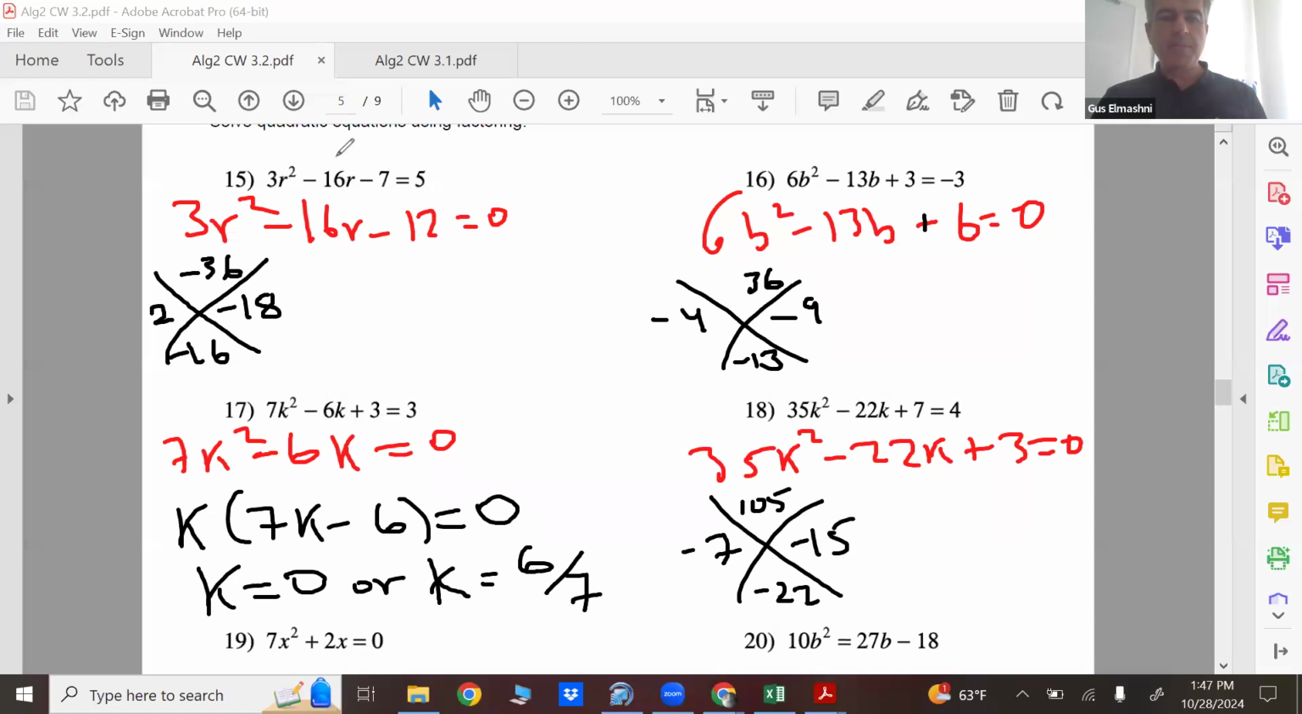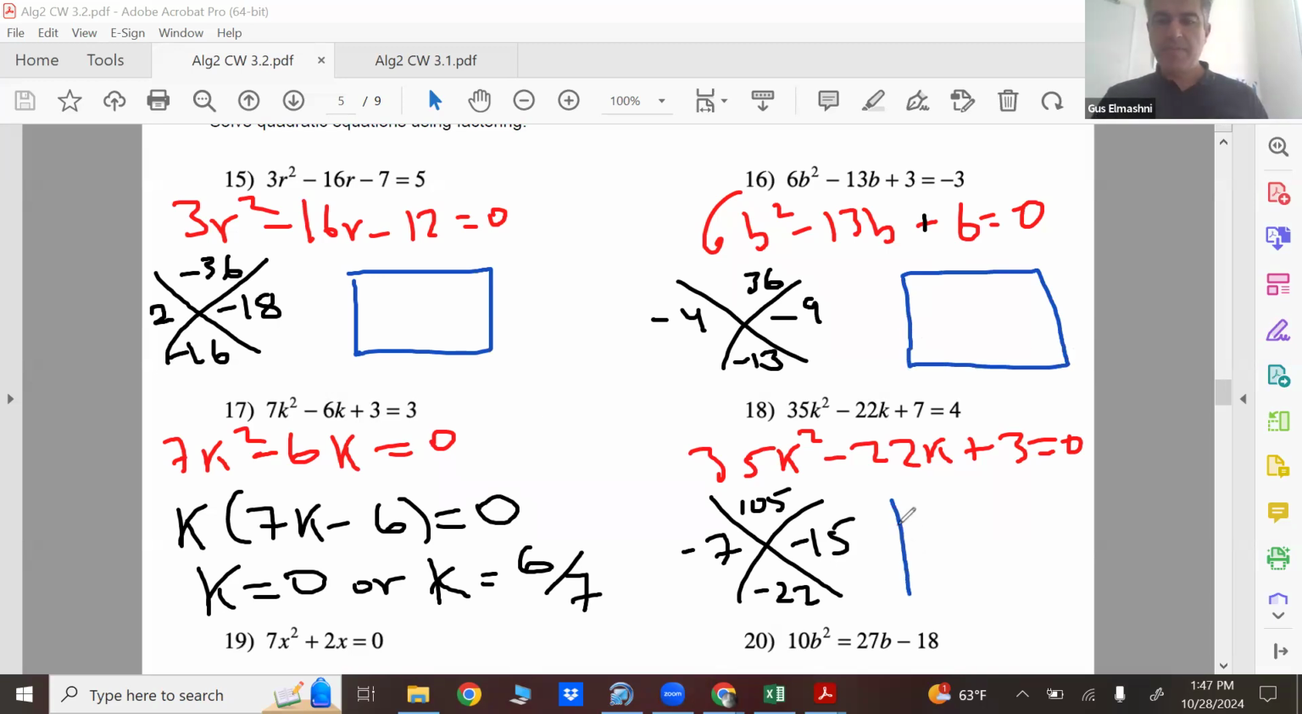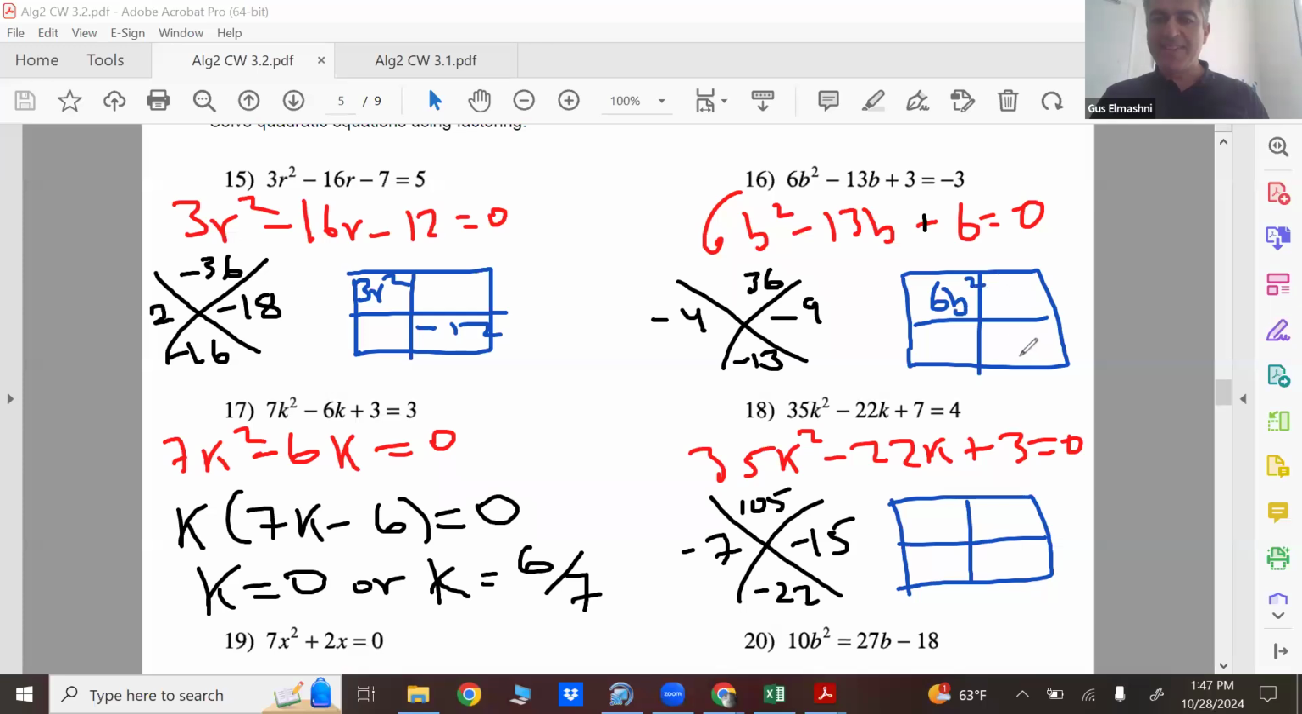Once you have the middle term split, you can do your box. Actually, I'll do it live. And it's just one extra step you have to solve afterwards. 3r squared, -12. I know, terribly exciting stuff. 6b squared, 6. I know, it's very mechanical stuff.